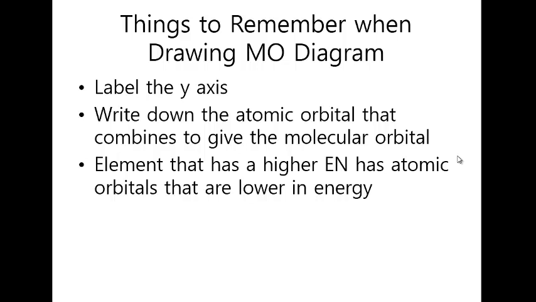Now, there are some small things to remember when you draw the MO diagram. First, don't forget to label the y-axis and write down energy. Also, we have to write down the atomic orbitals that combine to give the molecular orbital. So it is important that you denote the heritage of the molecular orbital in your correlation diagram. Also, when you are drawing an MO diagram for a heteroatomic molecule, remember that the element that has a higher electronegativity has an atomic orbital that is lower in energy.